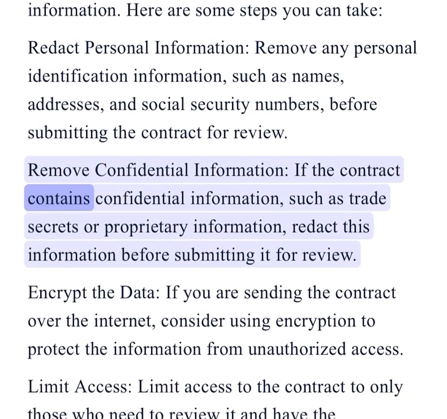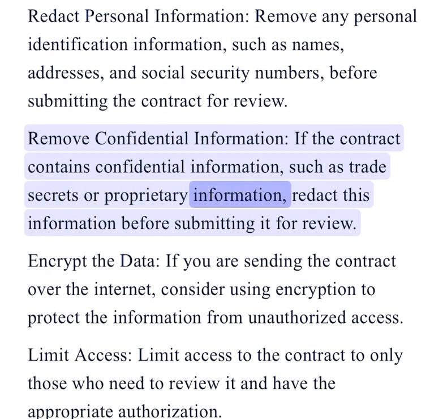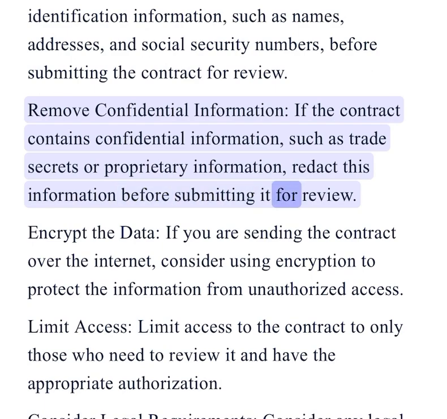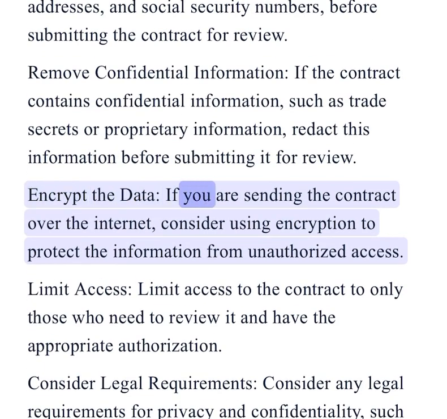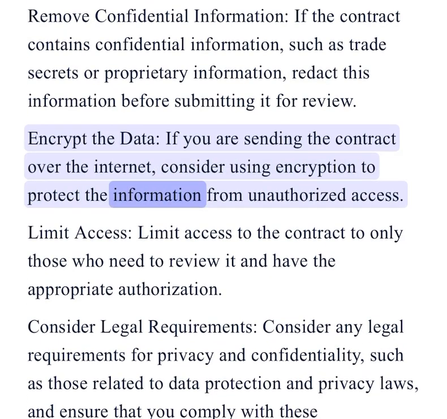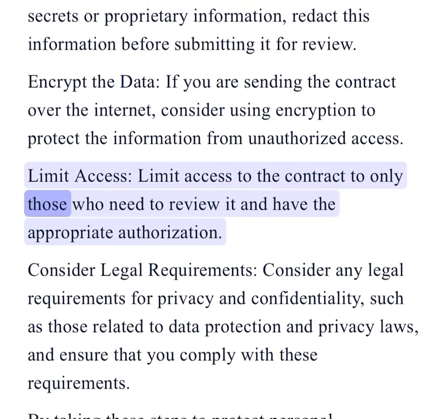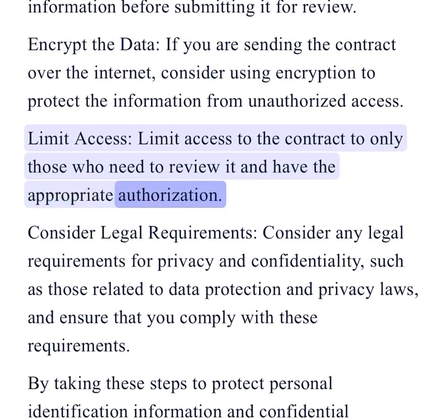Remove confidential information. If the contract contains confidential information, such as trade secrets or proprietary information, redact this information before submitting it for review. Encrypt the data. If you are sending the contract over the internet, consider using encryption to protect the information from unauthorized access. Limit access. Limit access to the contract to only those who need to review it and have the appropriate authorization.